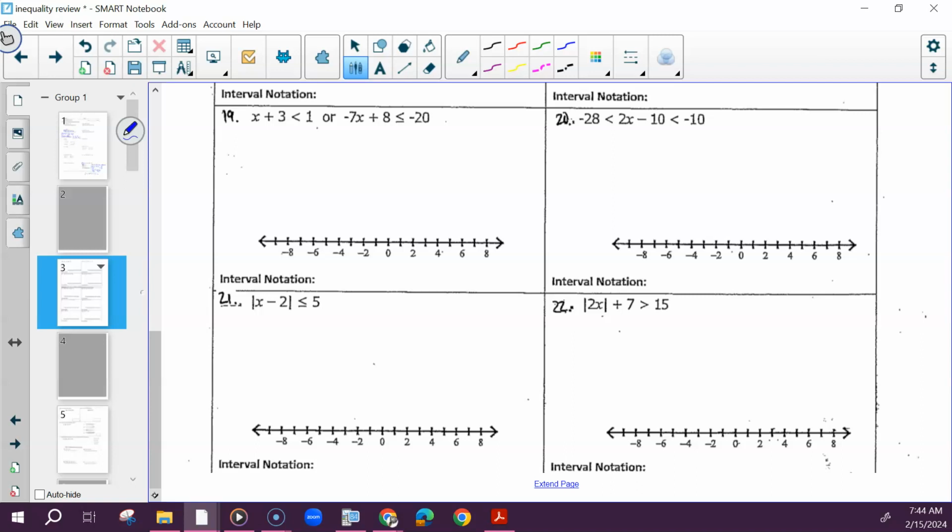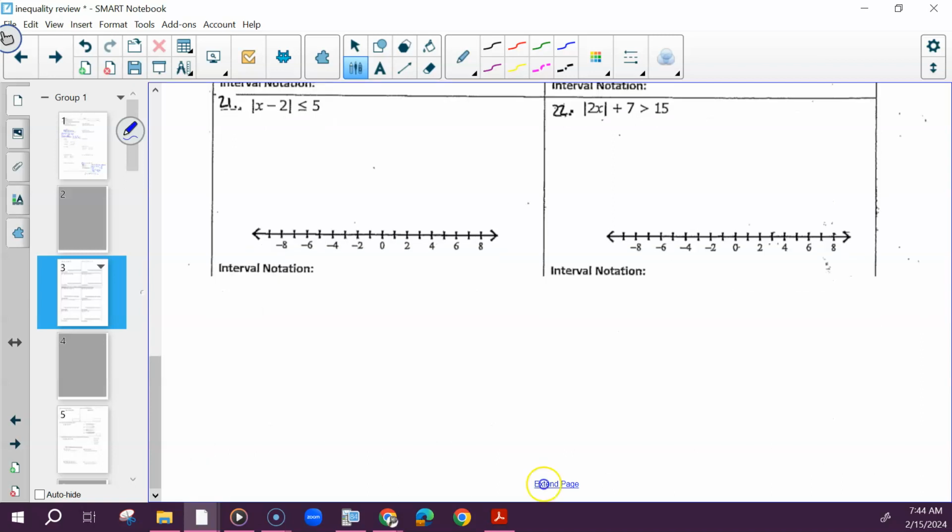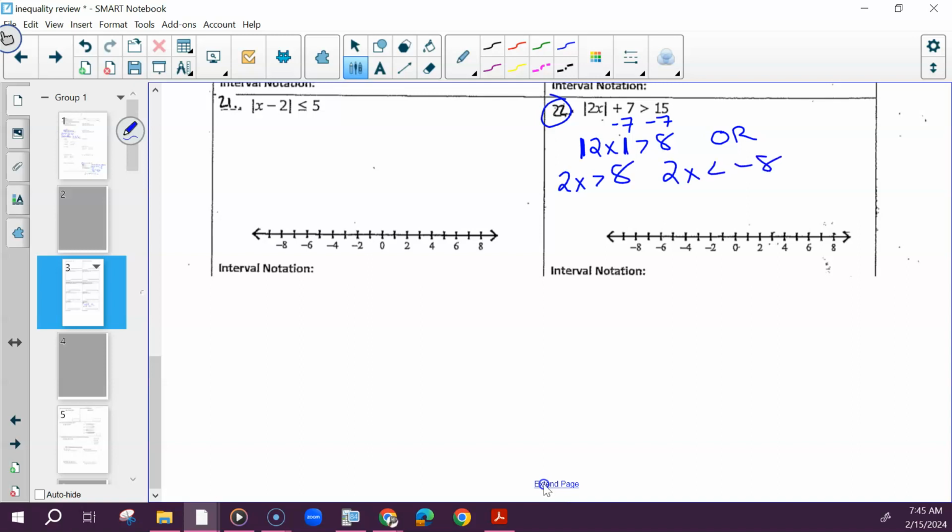22. Okay, so we have absolute value. So isolate the absolute value bars, get rid of 7. This is a greater than, so that's going to be your OR. So drop the absolute value, keep one case the same. Set up your second case, change the direction of the sign, and make the 8 negative. And solve both.